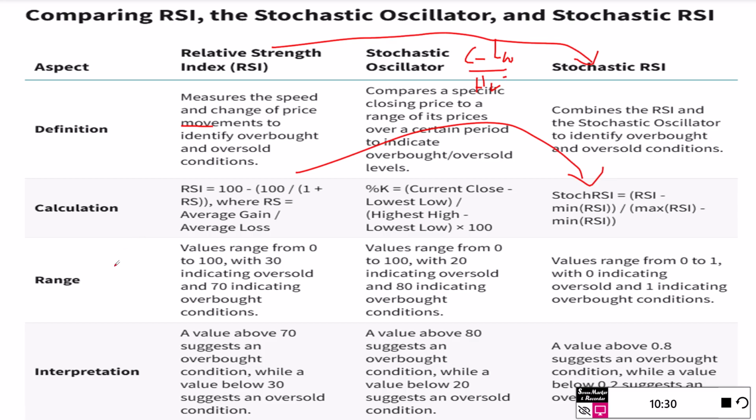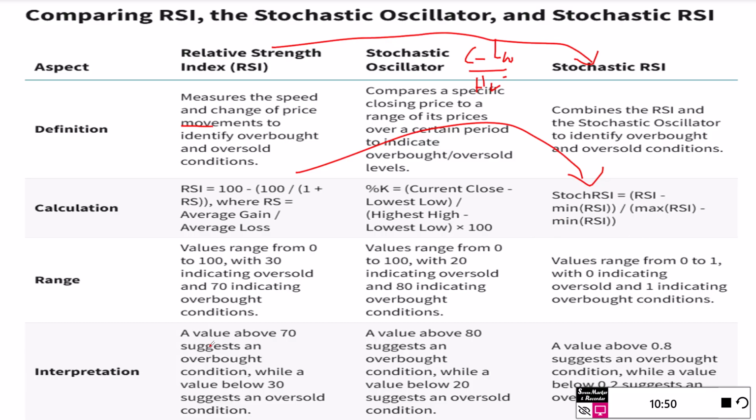Okay, and what is the range? The definition of RSI, we know, it will range from 0 to 100, and 30 and 70 are the oversold and overbought levels in our books. And over here, 20 we say is oversold, and 80 we say is overbought. But with stochastic RSI, it oscillates from 0 to 1.